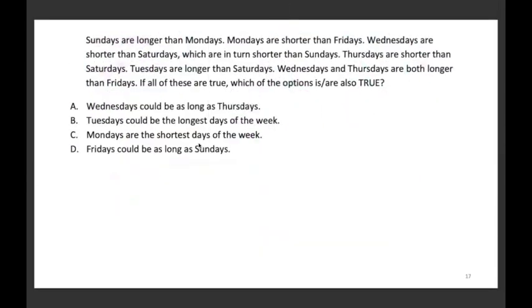Sundays are longer than Mondays. Mondays are shorter than Fridays. Wednesdays are shorter than Saturdays, which are in turn shorter than Sundays. Thursdays are shorter than Saturdays. Tuesdays are longer than Saturdays. Wednesdays and Thursdays are both longer than Fridays. If all these are true, which of the options is or are true? Which means one or more options are correct in this case.